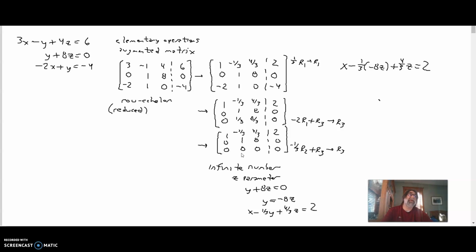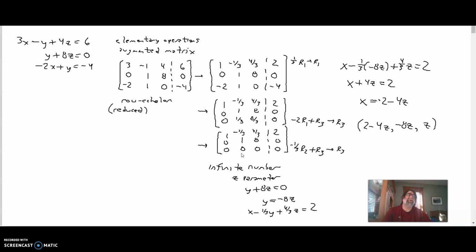So x in terms of z and then y in terms of z. So it looks like we're going to get 8/3 plus 4/3. Sounds like 12/3. So x plus 4z is equal to 2. So solving for x in terms of z gives us the answer in terms of x. So if we write it as an ordered triple, there is what x is equal to. We know that y is negative 8z, and then z is our parameter.